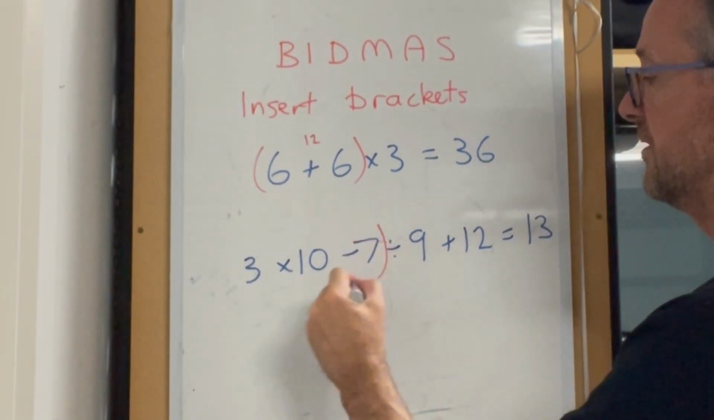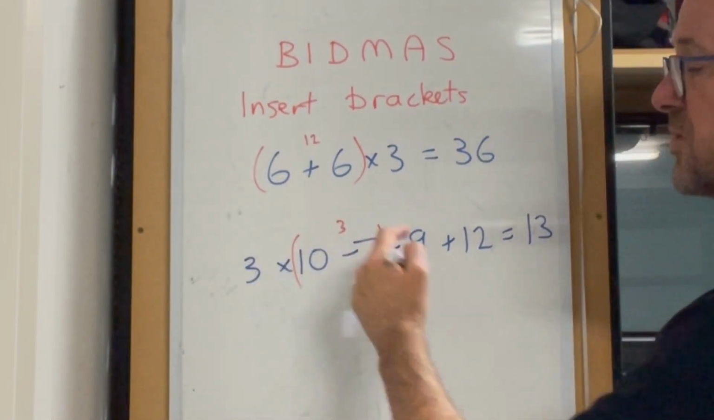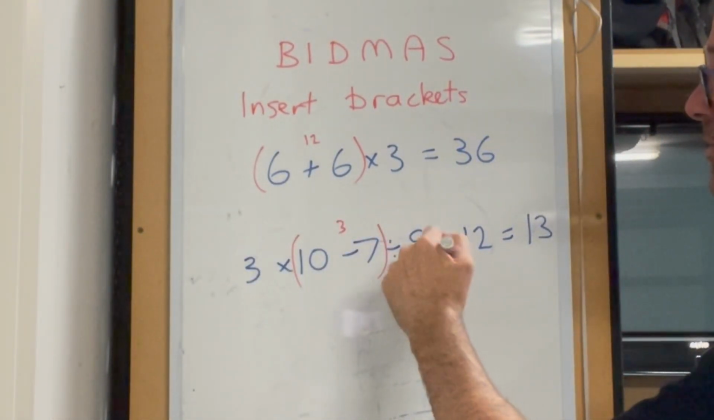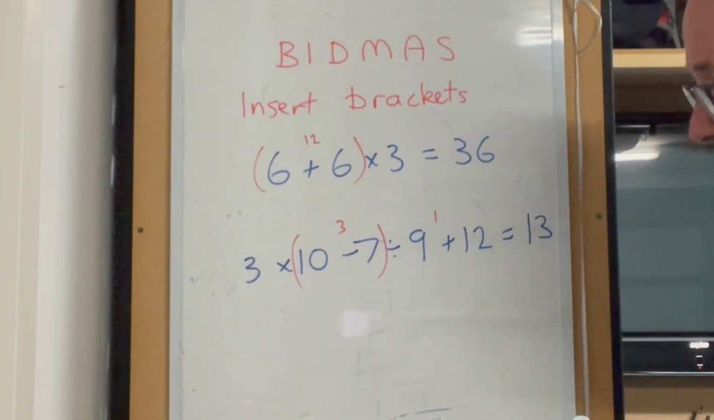So we want to do that one first, and that'll give us 3. 3 times 3 is going to give us 9. 9 divided by 9 is going to give us 1. 1 plus that 12 is going to give us 13.